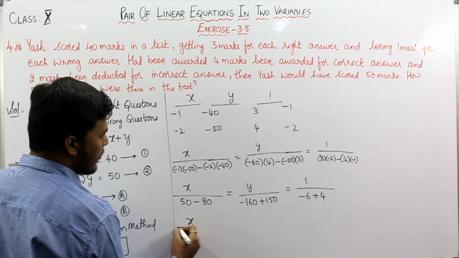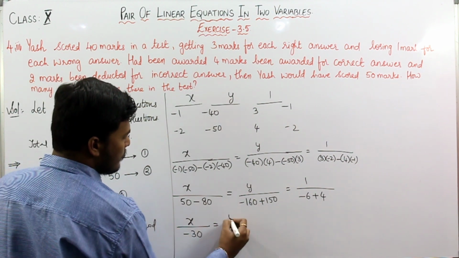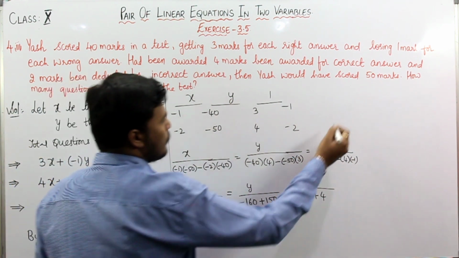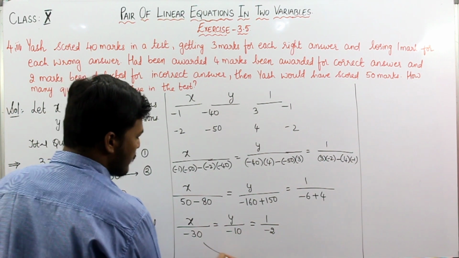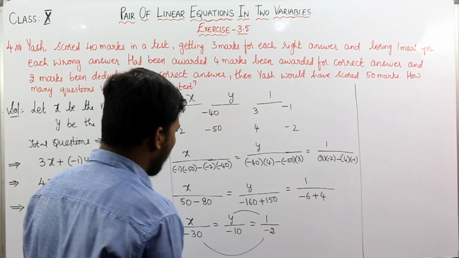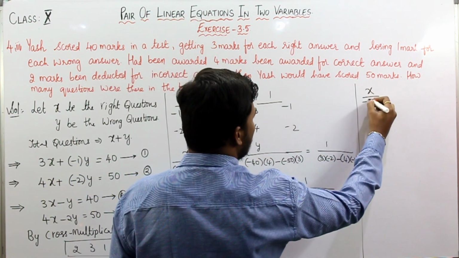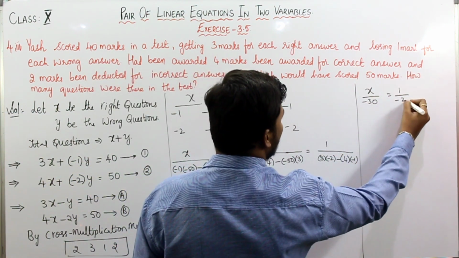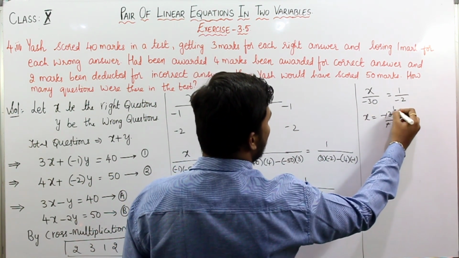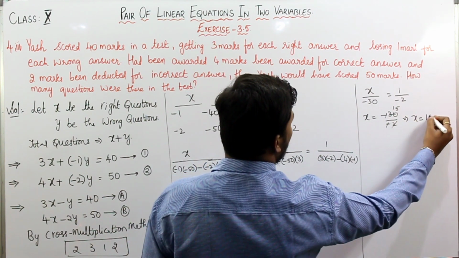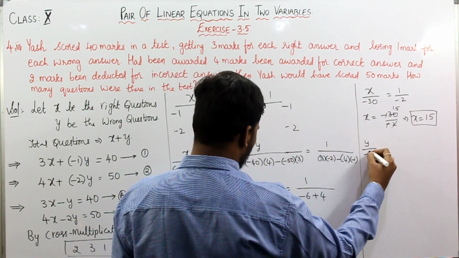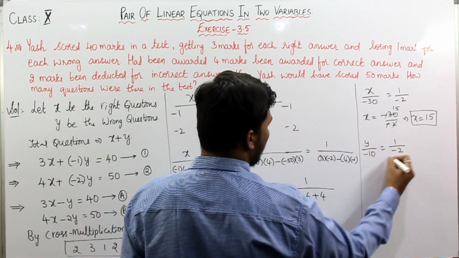So from this x by minus 30 is equals to y by minus 10 is equals to 1 by minus 2. Okay, now we equate the x part and you will get the x value, equate the y part, you will get the y value. So that is x by minus 30 is equals to 1 by minus 2. From that x is equals to minus 30 by minus 2, minus minus gets cancelled, 2 15s are 30, so x is 15.